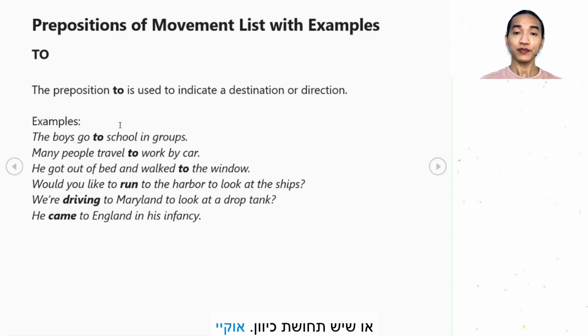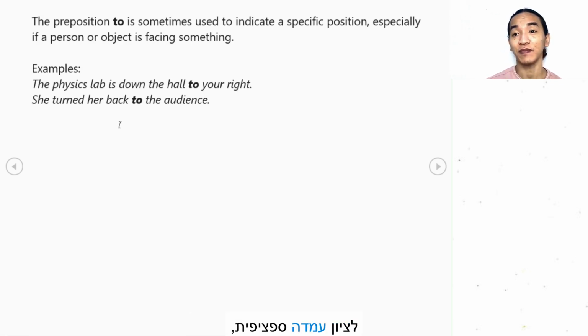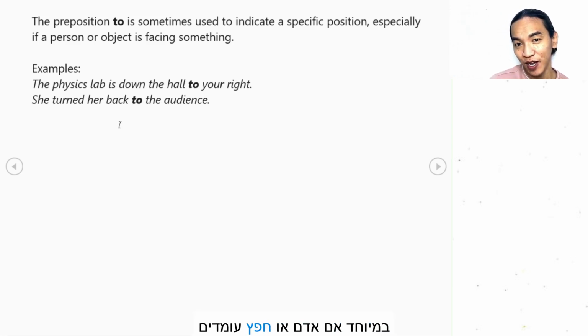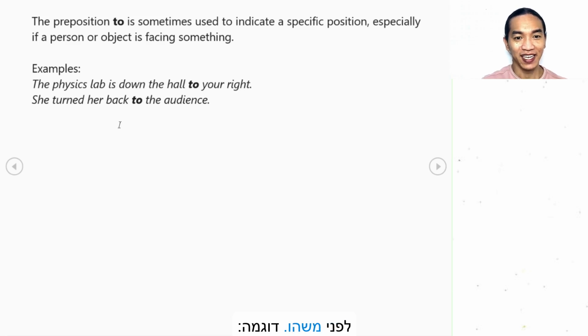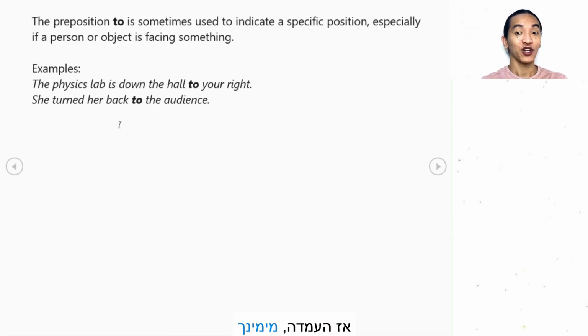Next one. The preposition "to" is sometimes used to indicate a specific position, especially if a person or object is facing something. Example, the physics lab is down the hall to your right. So that is position, to your right. She turned her back to the audience. Another position there, to the audience.